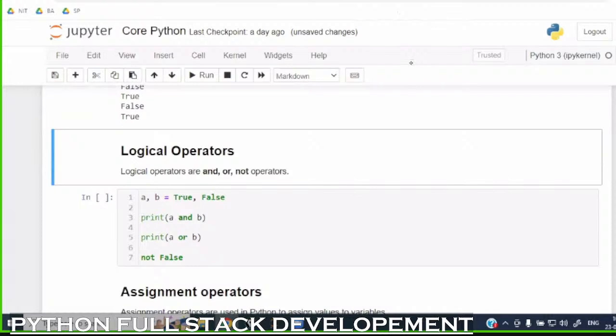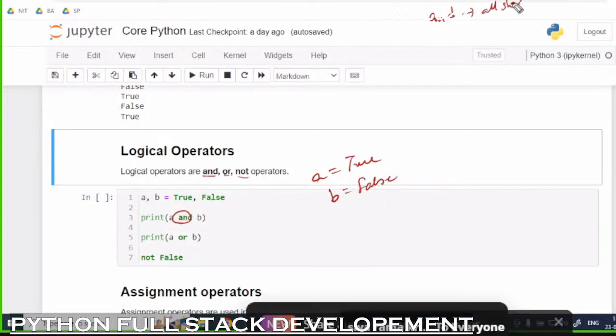Next one is logical operators. What is meant by logical operators? That is A, B equal to true, false, meaning A is equal to true and B is equal to false. Now it is going to check whether both should be true, or at least one of them should be true.